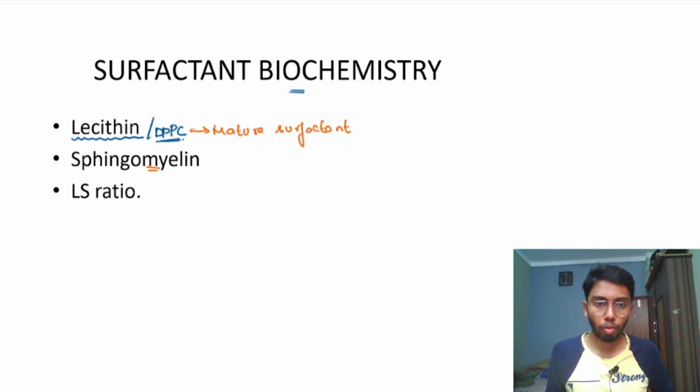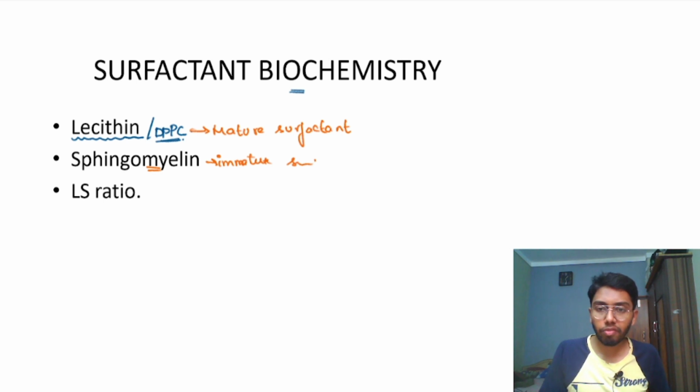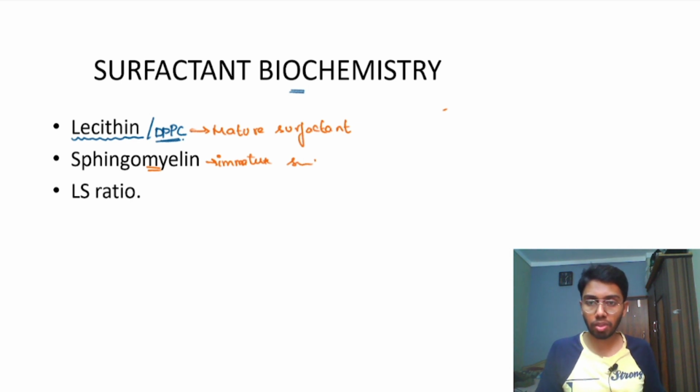Fine. What is sphingomyelin? It is an immature surfactant. Okay. See, surfactant production is very important. It's kind of volatile also. If you want to take notes, you can also take notes. See, surfactant production starts after 20 weeks.